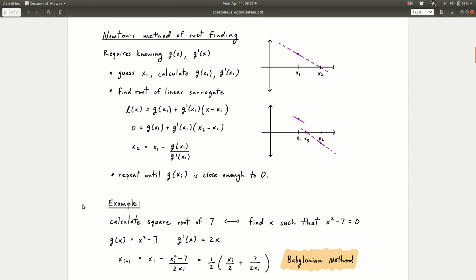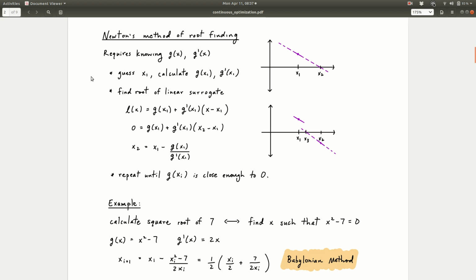And the most famous root finding algorithm is called Newton's method. So Newton's method is a method that requires knowledge of not just the function you're trying to find the root of, g, but also you have to be able to calculate its derivative. And we'll see an example of this in just a minute.